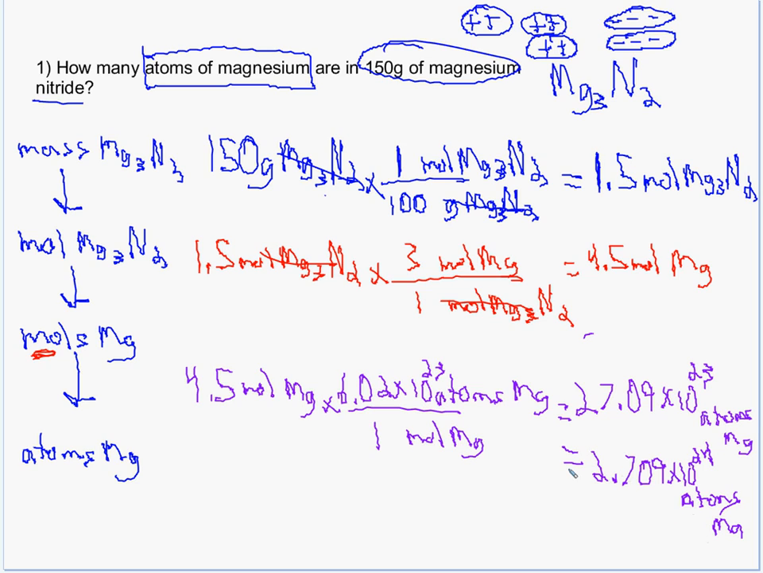So there's my answer. That's how many atoms of magnesium there would be, which, boy, that's a lot of magnesium. Interesting. So that's a three-step conversion here. This is probably the hardest type of conversion you'll get this unit. So if you can do this, if you can understand this, then you're in really good shape.